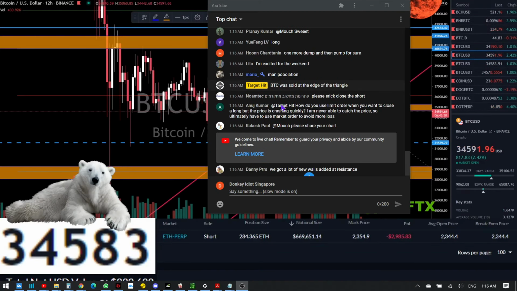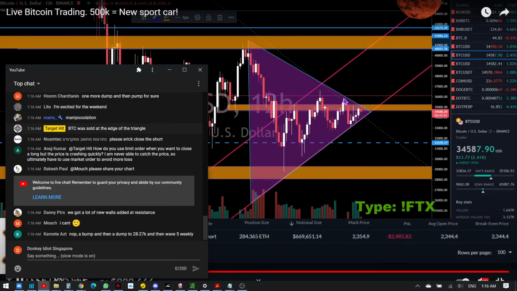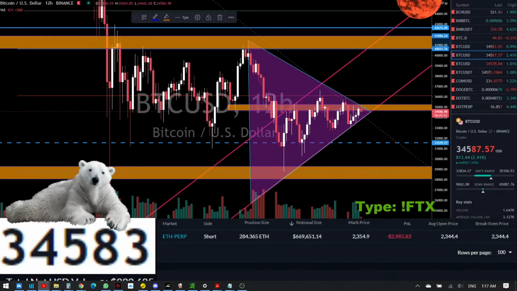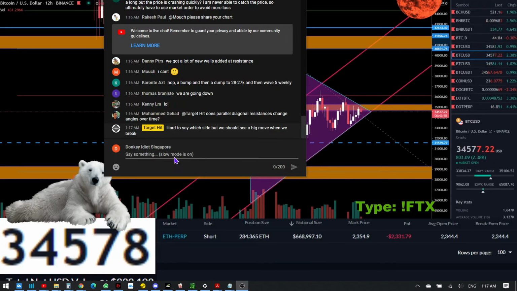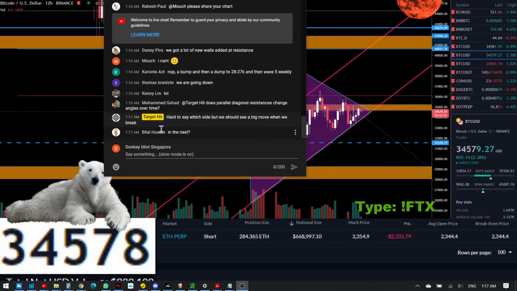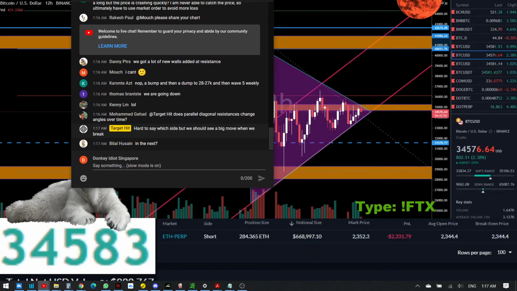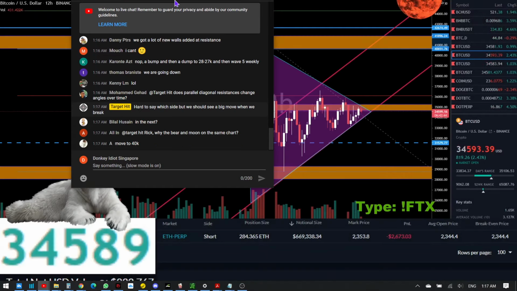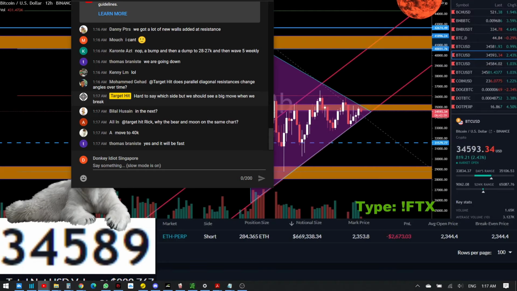So basically, he just confirmed one of the things. Bitcoin was sold at the edge of the triangle. So when price hits near the top of the triangle, he will try to do a short, and if price reaches the bottom, he will try to do a long. And he just confirmed: hard to say which side, but we should see a big move when we break. So Rick has some form of breakout trader within him. If price normally breaks these triangles, you will see him try to do some target aiming.